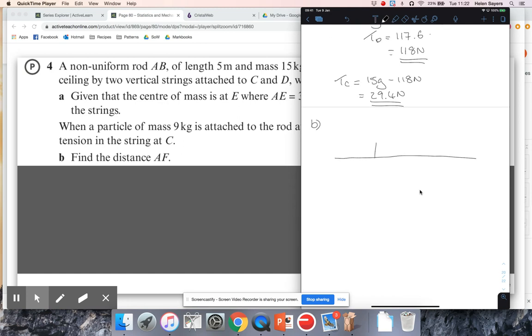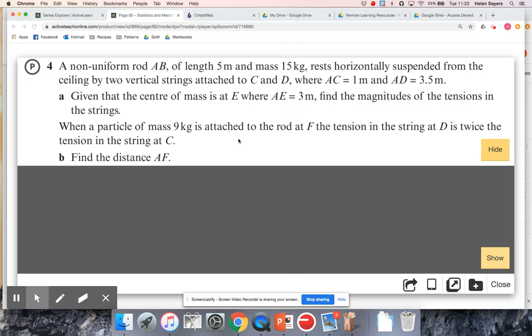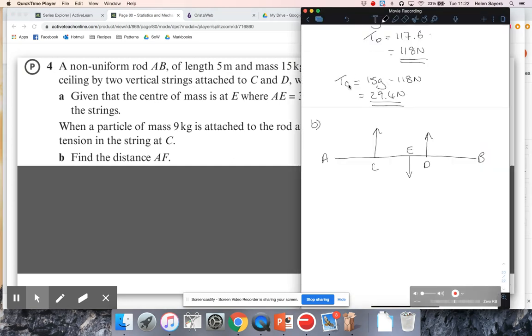I have got a string at C, a string at D, and I've got the weight of the rod at E. Okay, so what they're now introducing is a particle of mass 9 kilograms attached to F, and they're not telling me where F is. That shouldn't be a problem. So what have I got? I've got the tension at C, the tension at D, and the weight of the rod, which was 15G.